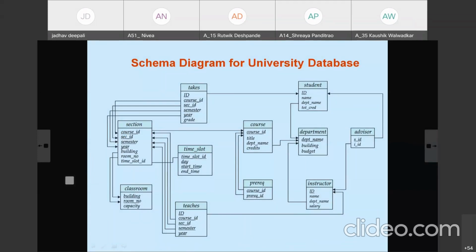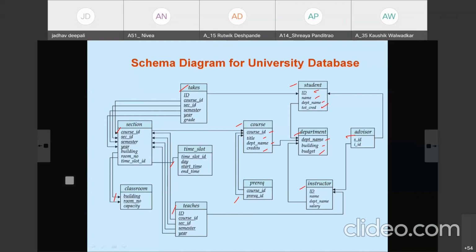It indicates that there is a student table, a course table, a department table, a prerequisite table, instructor, advisor, time slot, teacher, text, sections, classroom. These are the major tables, or we call them the entities, in this database. And each one has some fields. So course has these 4 fields, department has these 3 fields, student has these 4 fields, etc.